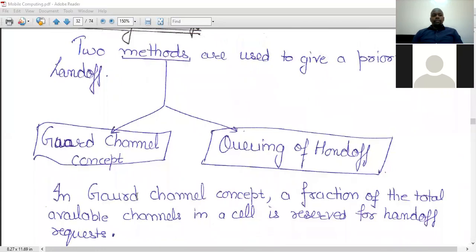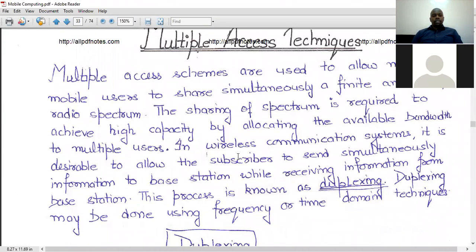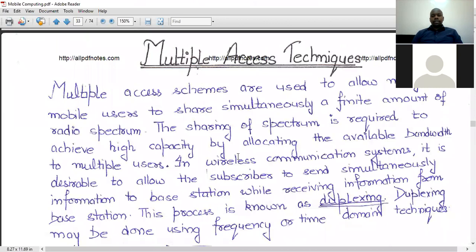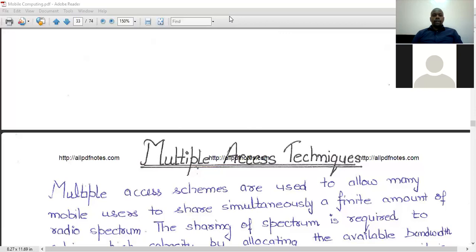Okay, and therefore 10 p.m. is already here, so I'm going to allow you now to go and do that work on your own, and we are going to meet in the next class for multiple access techniques. Any question?